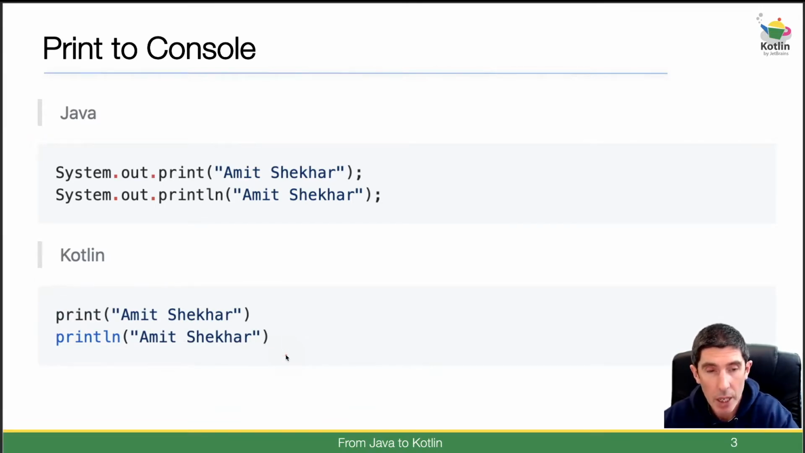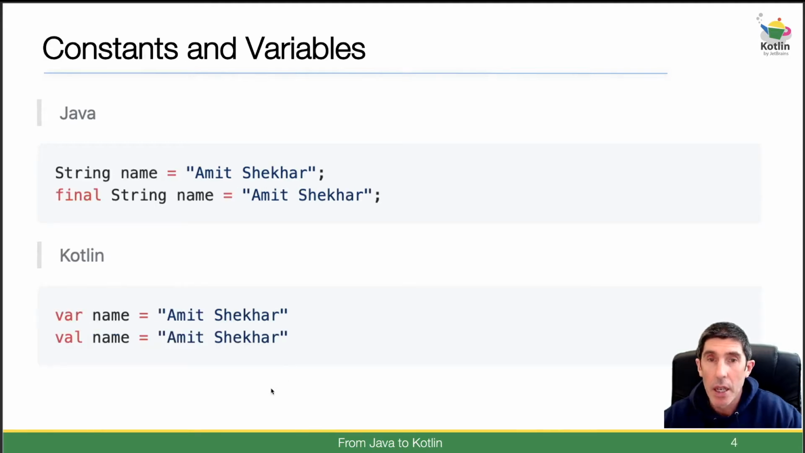In terms of your constants and your variables, here we can say what you're familiar with from Java. You declare your variable, string name, give it a value. If you want to make it final, which means it can't be changed, you can say final string name. The equivalent in Kotlin for our variables that can be changed is we can just say var name, or if we don't want it to be changed, we can say val.